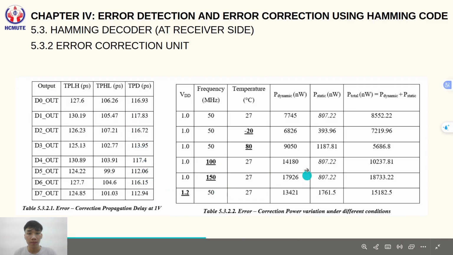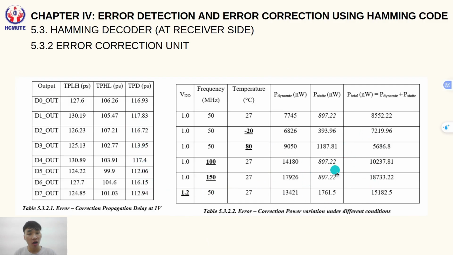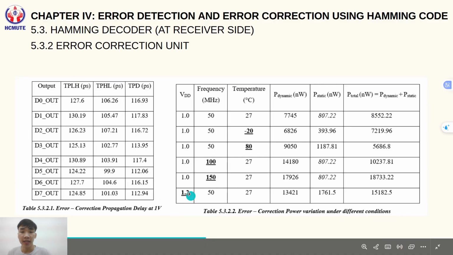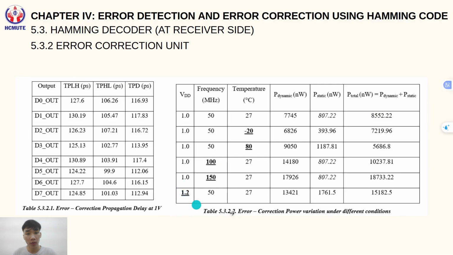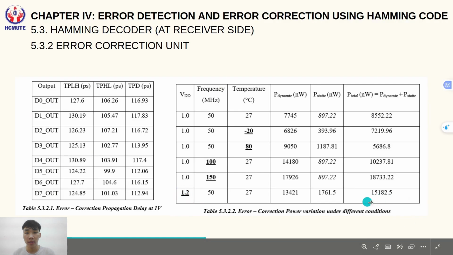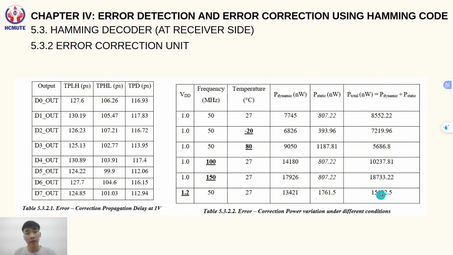And here is the power consumption. Under nominal condition, the total power is approximately 8.55 microwatt, showing excellent energy efficiency, ideal for low power embedded systems. And when increasing VDD to 1.2 volt, the total power rises to approximately 15.18 microwatt.